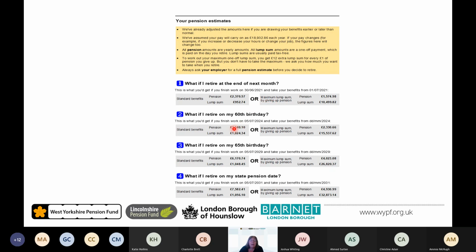The next figure down is an estimate of their pension at age 60. The next one down is an estimate of the pension at age 65. And finally, it's an estimate of the pension at state pension age. So if you've provided us with incorrect pay figures, it's going to have a knock-on effect on all of these estimates. And the member might be getting all excited about how much they're going to get, when actually they're not, because you've not given us the right figures. So please be careful.